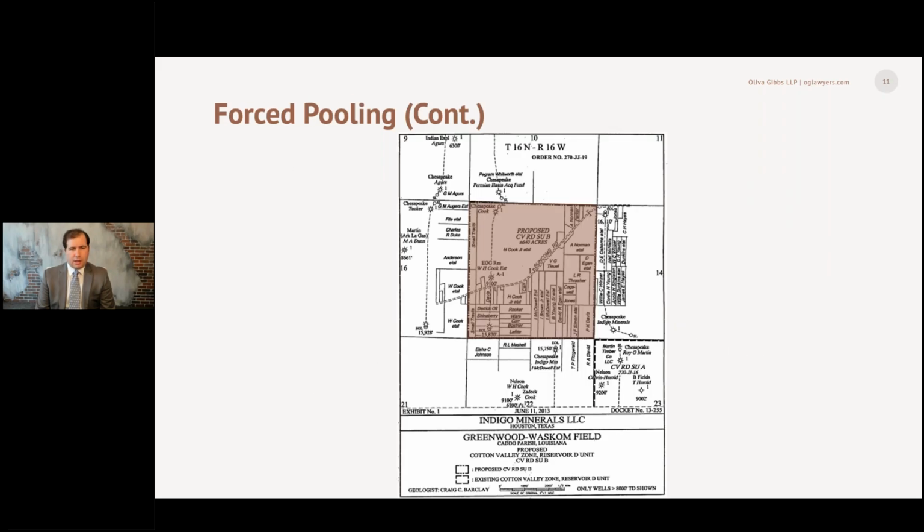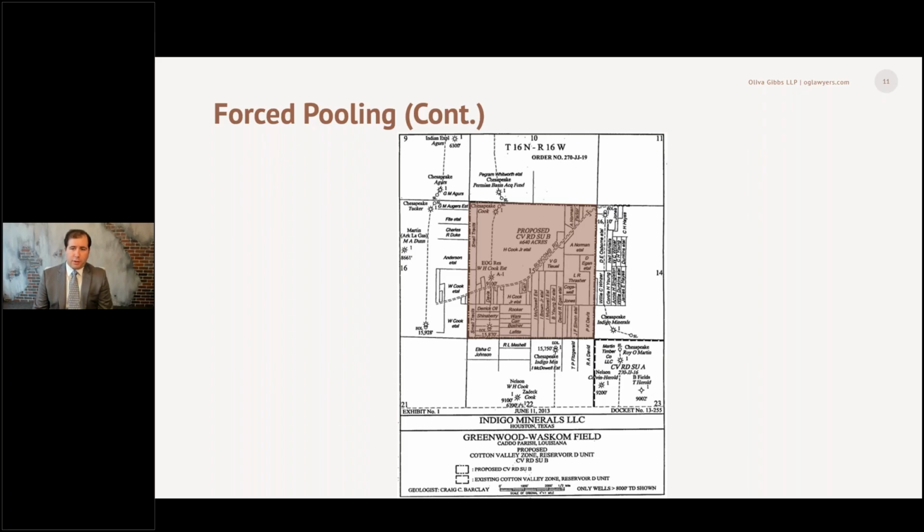I have a handy forced pooling order here, with a plat after the forced pooling order, just to show you what it looks like in Louisiana when you force pool a unit. Here we have a proposed unit that's going to be formed for the Cotton Valley Zone Reservoir D unit. This is going to be the State Unit B. And so you have this proposed unit that is getting forced pooled as, again, to that defined interval. And here again, Cotton Valley Zone Reservoir D.